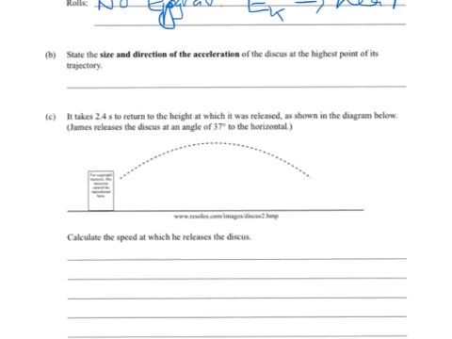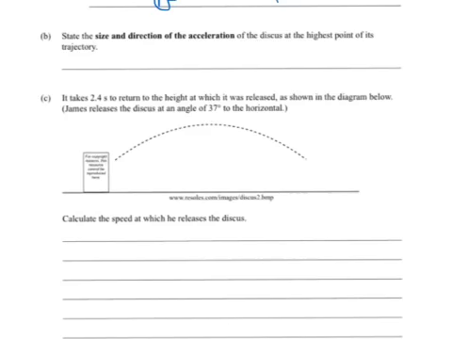Okay, B, state the size and direction of the acceleration of the discus at its highest point in the trajectory. So right at the peak on the diagram below. This is a little bit of a trick question. It's actually constant. The acceleration is constant during the entire flight. But at the highest point in its trajectory, it's going to be the same. So it's going to be from the force being proportional to the acceleration, F equals ma. The size and direction is always down.